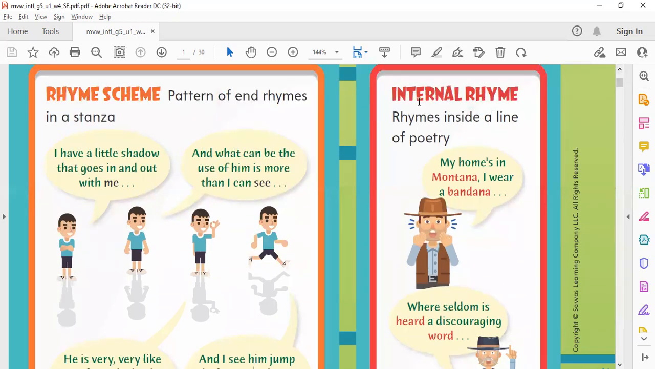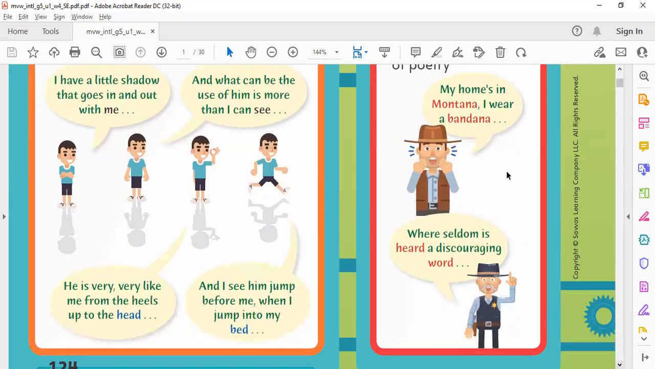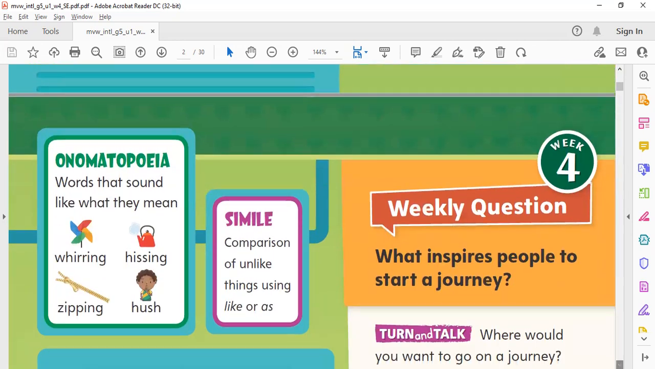Also, there's something called internal rhyme. It's what rhymes inside a line of poetry. Page 124. "Here, my home's in Montana, I wear a bandana, where seldom is heard a discouraging word." As you can see here, we have two rhyming words inside one line. So this is called internal rhyming. This infograph actually is great.